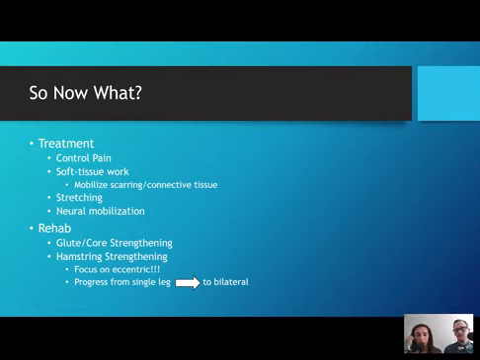Soft tissue work is a big one. I know by setting, sometimes it's a little bit more difficult to get in there, but if you are in a setting that you are able to really work on those tissues, you want to start mobilizing that scarring and connective tissue.